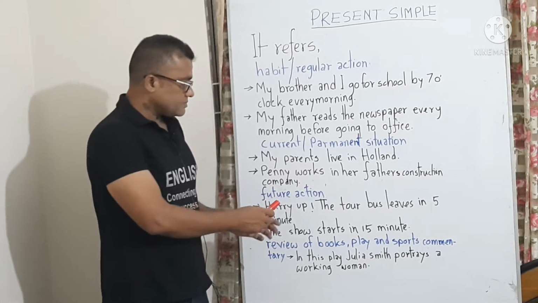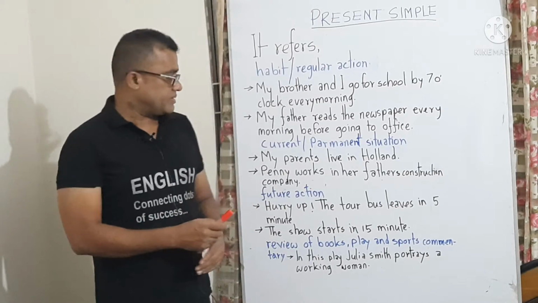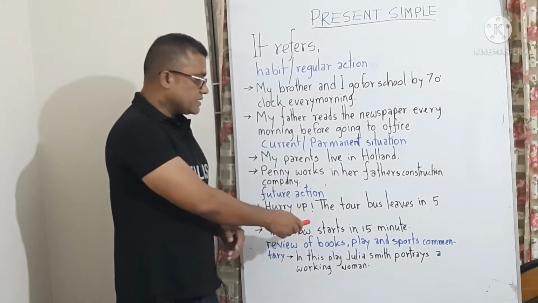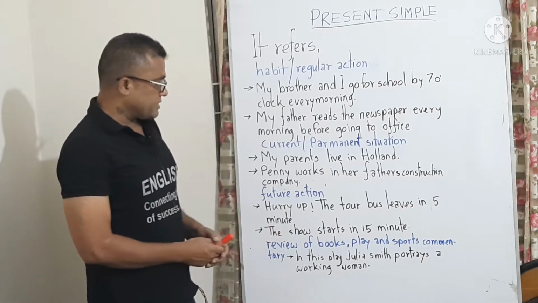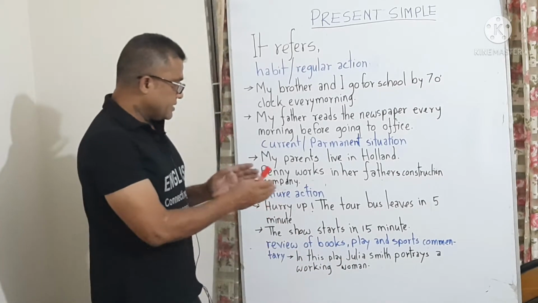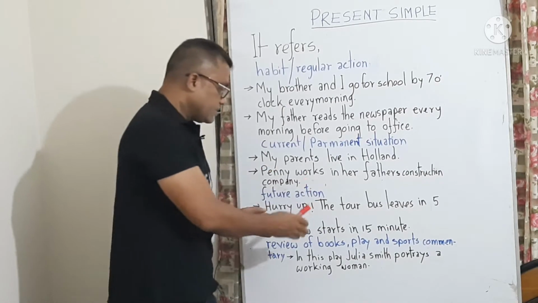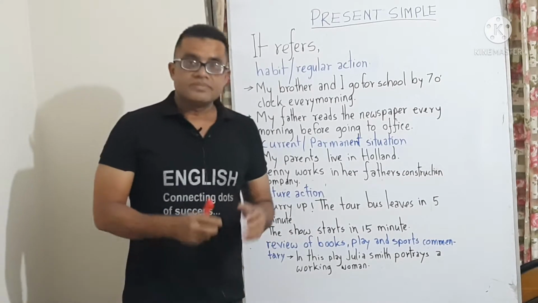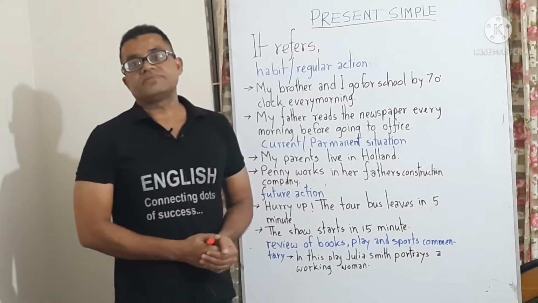Future action. This means the action that happens in the near future. That means the tour bus leaves in 5 minutes. The show starts in 15 minutes. Review of books, play and sports commentary. In this play, Julia Smith portrays a working woman. This is a book. This is a play. So, this takes present simple. So, I think present simple is now clearly okay to you.